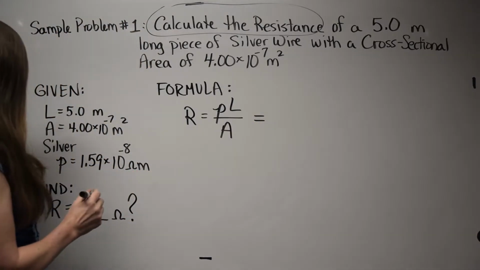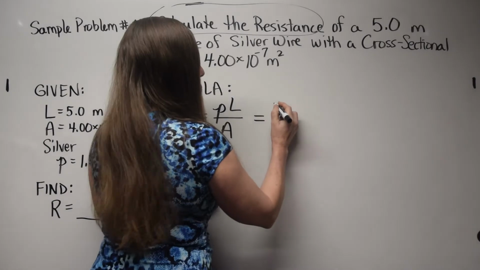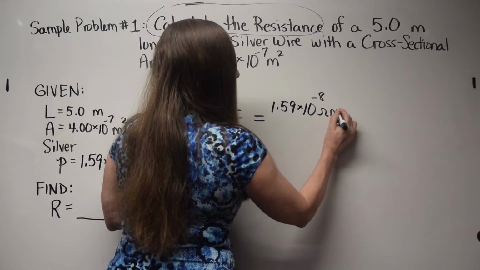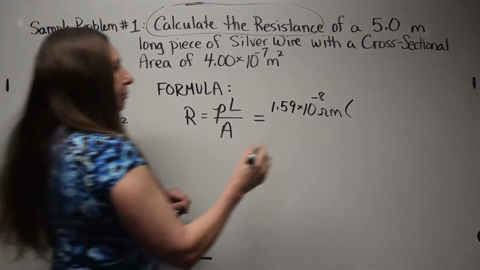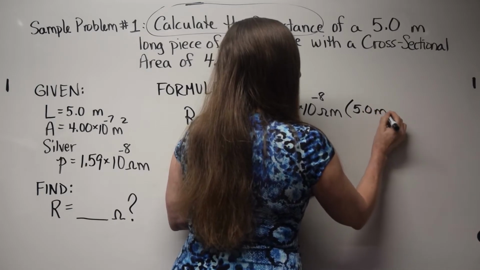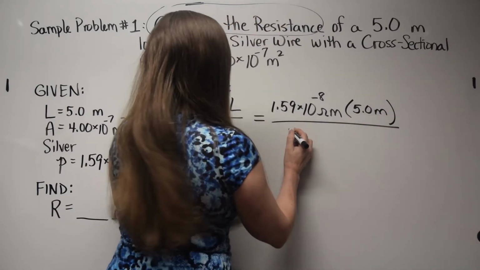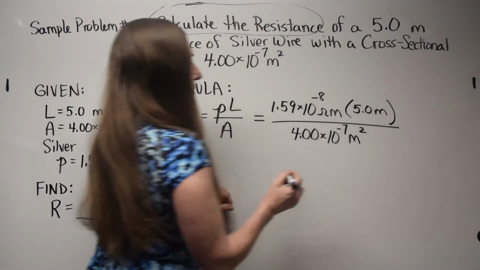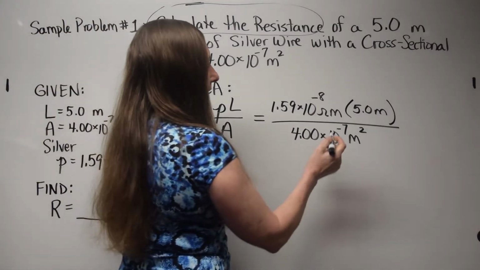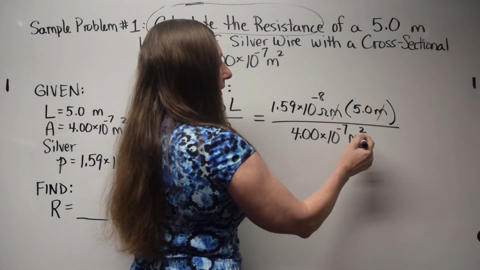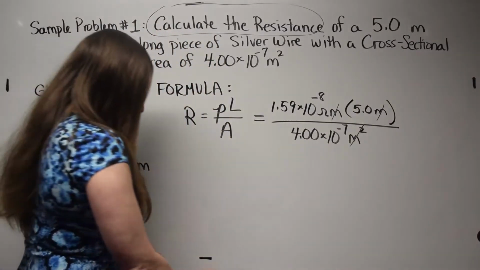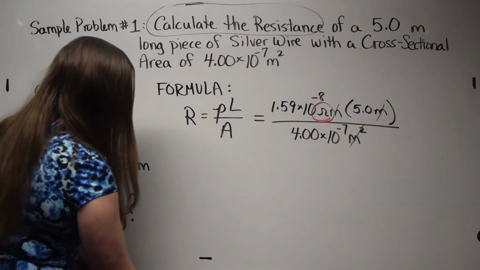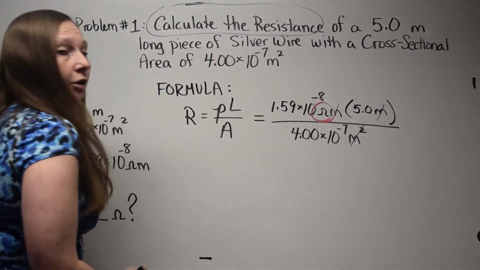Okay, let's start plugging in. Rho, the resistivity, 1.59 times 10 to the negative 8 ohm meters. The length, 5.0 meters. And the cross-sectional area, 4.00 times 10 to the negative 7 meters squared. Now you might see right off the bat here that the meters squared on top is going to cancel with the meters squared on the bottom, and you are going to end up with the correct unit for resistance, which is just ohms all by itself. So the units are working out just fine.